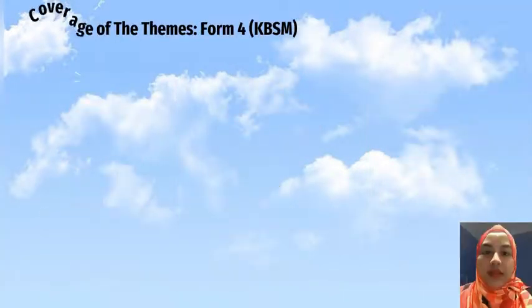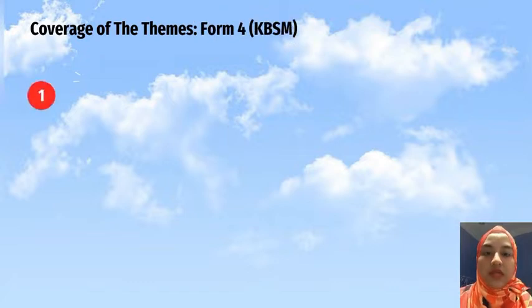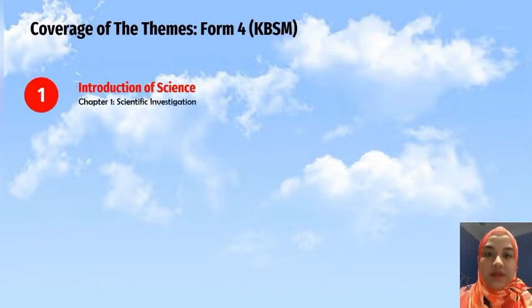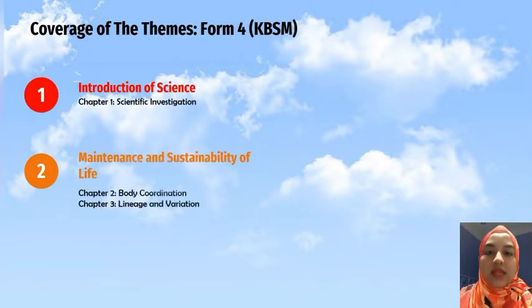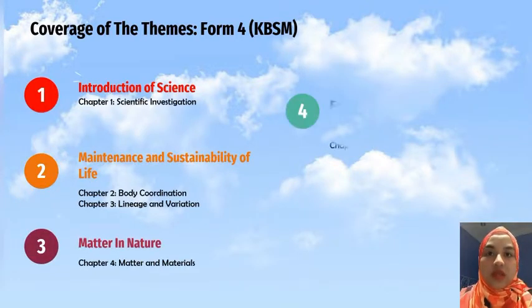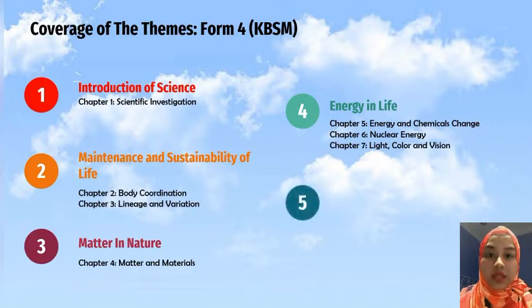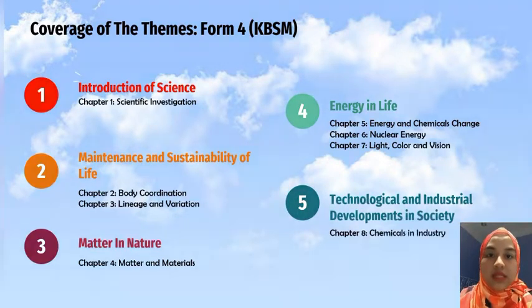Next, we proceed to coverage of the themes for KBSM. It has 5 themes in KBSM. First is Introduction of Science, which covers Chapter 1, Scientific Investigation. Second, Maintenance and Sustainability of Life, which covers Chapter 2, Body Coordination, and Chapter 3, Lineage and Variation. Third, Matter in Nature, which covers Chapter 4, Matter and Materials.